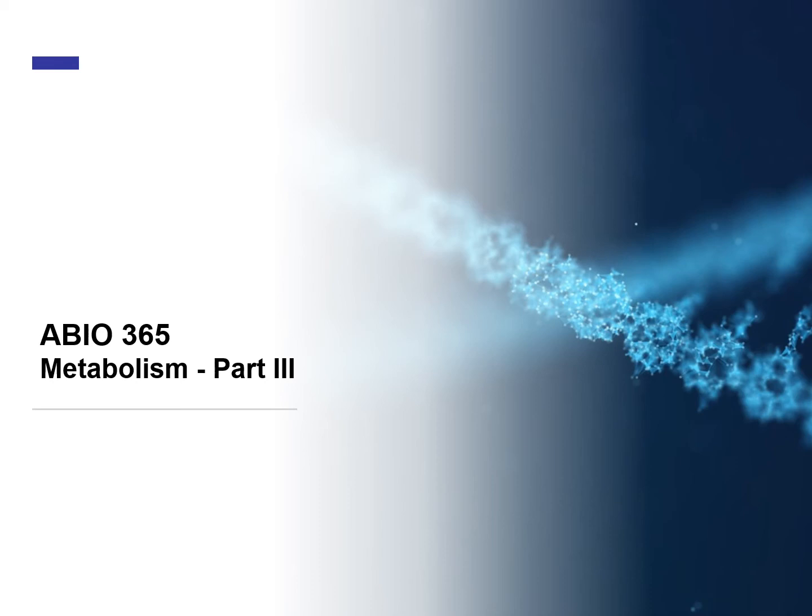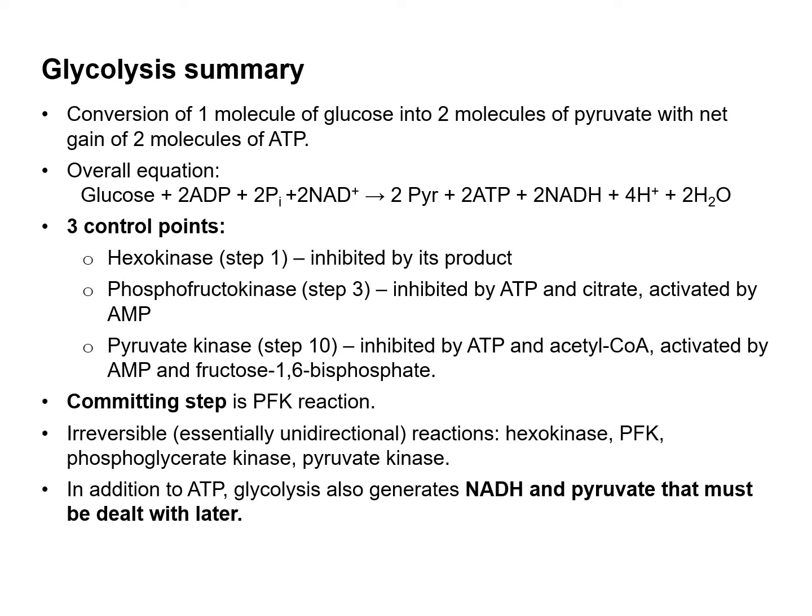This is Metabolism Part 3, and we're going to focus on the process after glycolysis, which is the TCA cycle. Here's a quick summary of glycolysis. It's the conversion of 1 molecule of glucose into 2 molecules of pyruvate with a net gain of 2 molecules of ATP. And its overall equation is here: glucose, 2 ADP, 2 inorganic phosphate, and 2 NAD+ as coenzymes, converts into 2 pyruvate, 2 ATP, 2 NADH, 4 protons, as well as 2 H2Os.